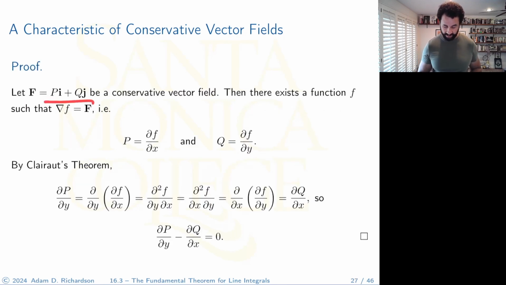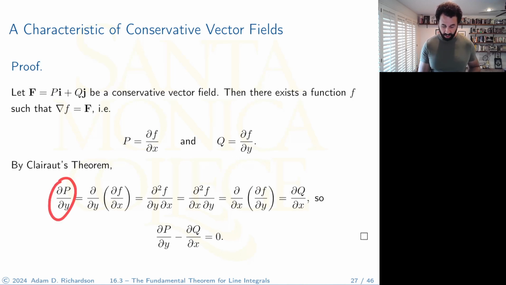Let F be our vector field on R2. Let's assume that it's a conservative vector field that has continuous first order partial derivatives. Because it's conservative, that means there exists a potential function f, so that we can write P as the partial of f with respect to x, and Q as the partial of f with respect to y. And then, frankly, by calling upon Clairaut's theorem, we can show that that difference is 0.